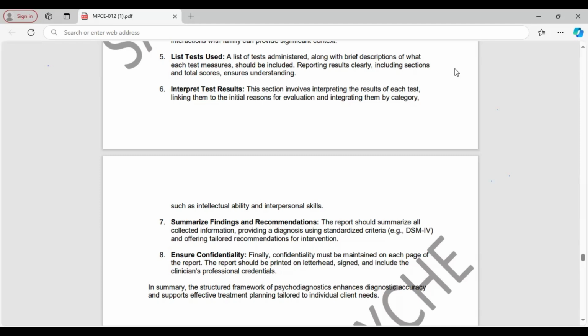Summarize findings and recommendations. The report summarizes all collected information, providing a diagnosis using standardized criteria and offering tailored recommendations for intervention. Ensure confidentiality. Confidentiality must be maintained in the report, and the report should be printed on a letterhead signed by the clinician. In summary, the structured framework of psychodiagnostics enhances diagnostic accuracy and supports effective treatment planning tailored to the individual client's needs.